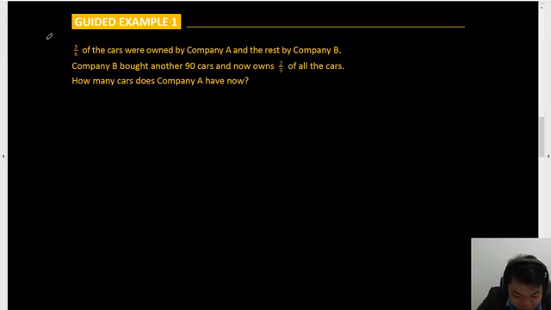Okay, so number one, 5/6 of the cars were owned by Company A and the rest were owned by Company B. Company B bought another 90 cars and now owns 2 out of 3 of all the cars. How many cars does Company A have right now? Okay, to deal with this problem, 5/6 of the cars were owned by Company A.